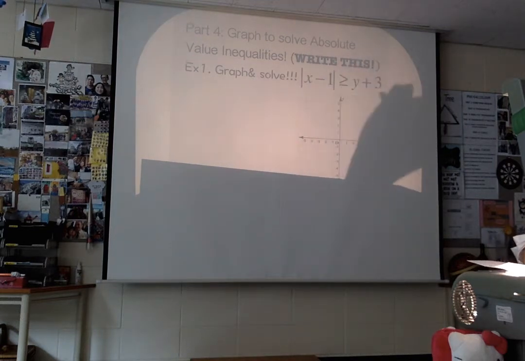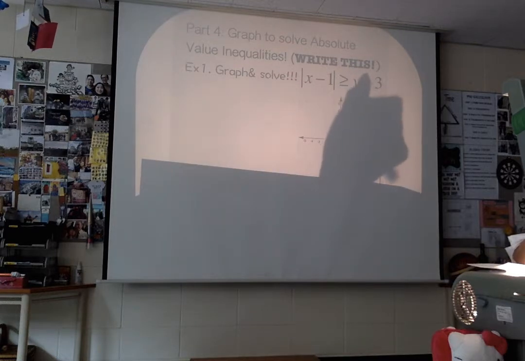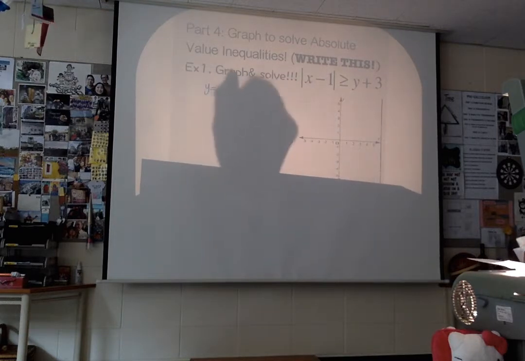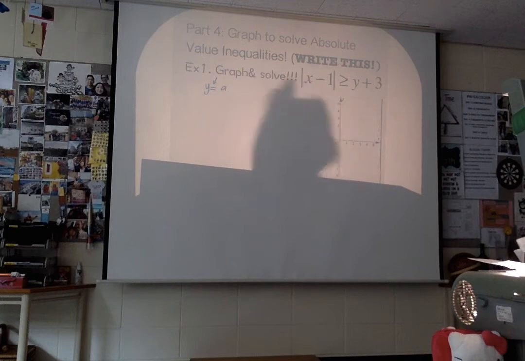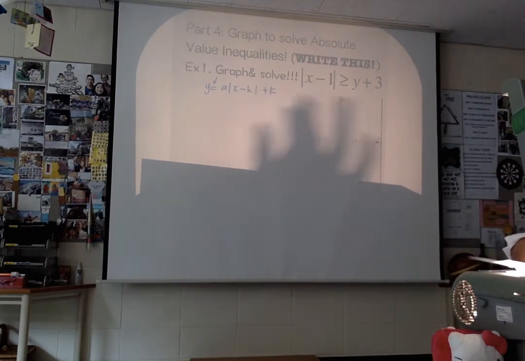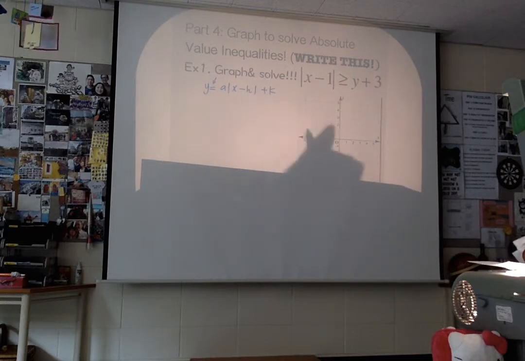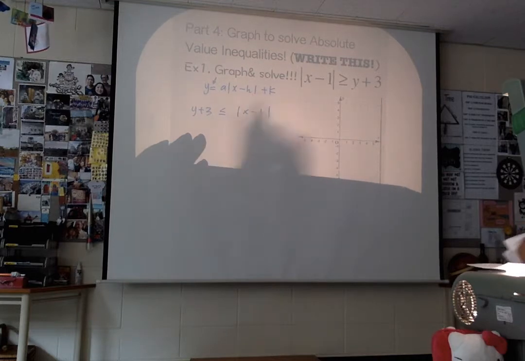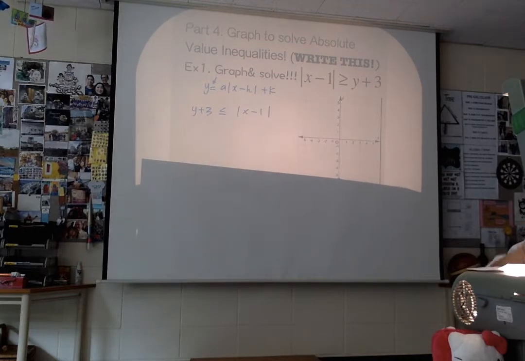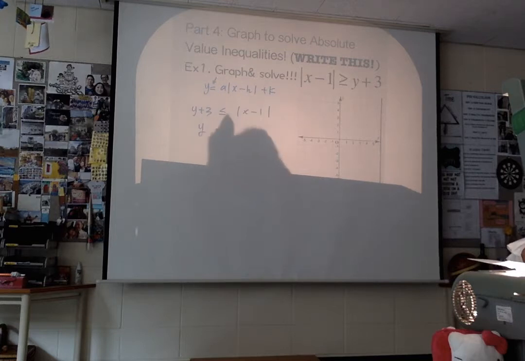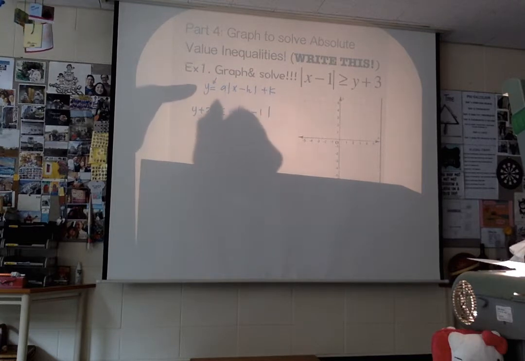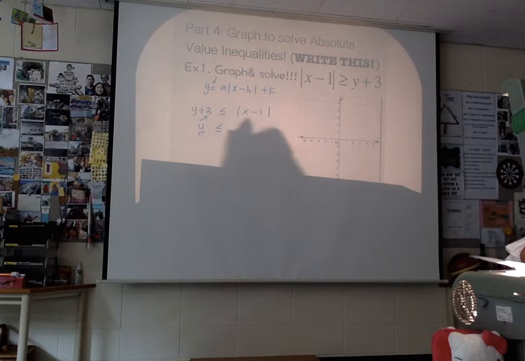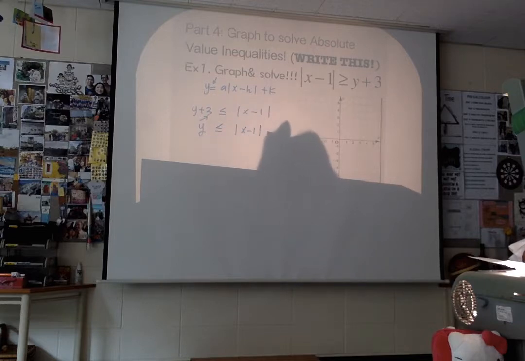So we have this inequality here. You know it's an absolute value. Let's write it in the form we know: absolute value of x minus h plus k. So I'm going to switch it: y plus 3 is less than or equal to the absolute value of x minus 1. Okay, rewrite it. Of course, we want to solve for y, so we move this over: y is less than or equal to the absolute value of x minus 1 minus 3.